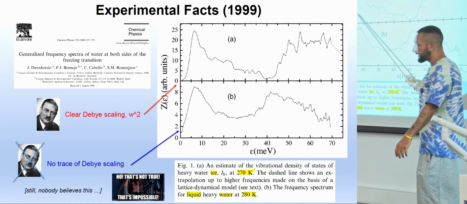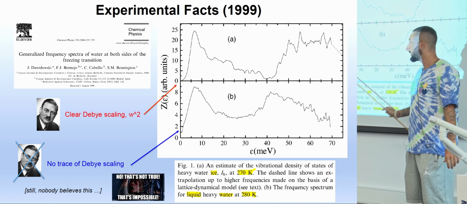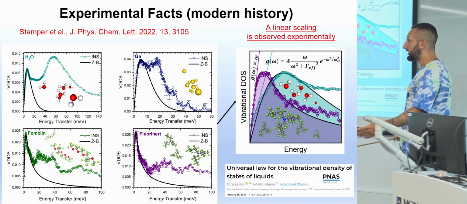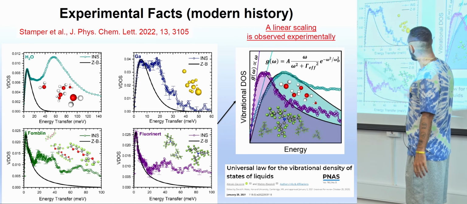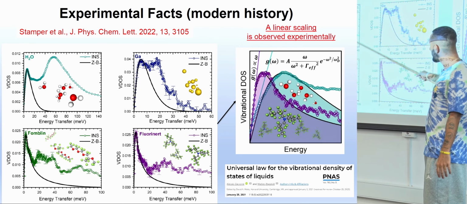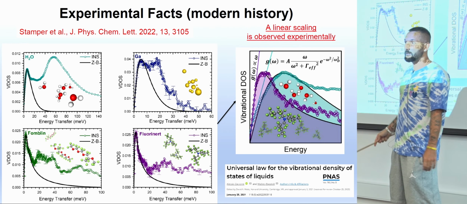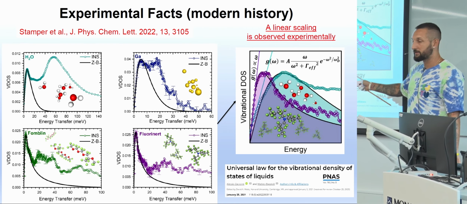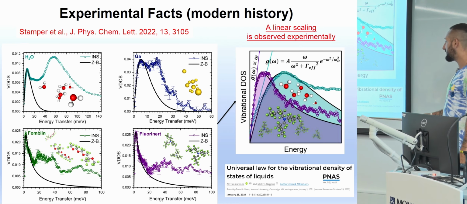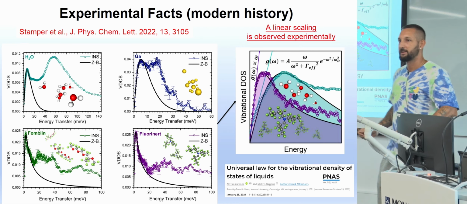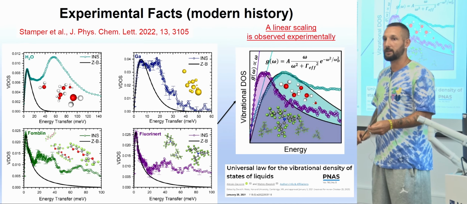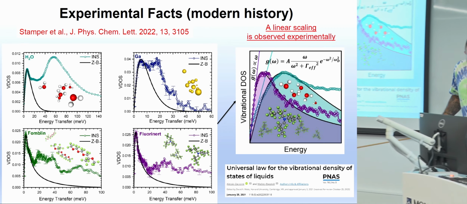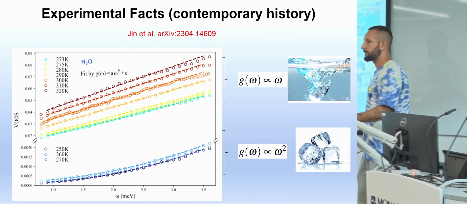So let me also say that this is still a very debated question. There are many people that still do not believe in this linear scaling. But actually, colleagues from Australia, from ANSTO, very recently in 2022, proved experimentally that many liquid systems indeed show a linear scaling at low frequency. And so we were very happy because just a year before, we published a paper claiming that this should be a universal property of liquids that comes from the fact that there are these relaxing modes around.